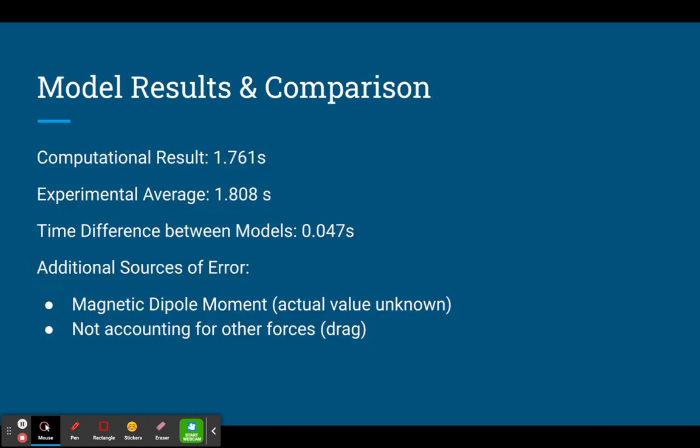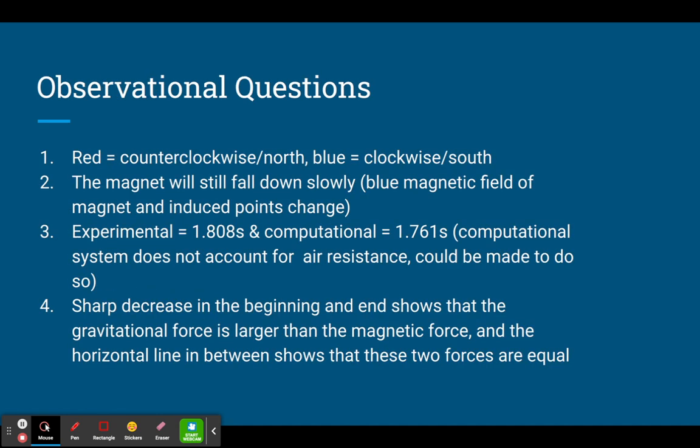So comparing both results, the computational result was, like I said, 1.761 seconds, and the experimental average time was 1.808 seconds. So the time difference between the models was 0.047 seconds. Additional sources of error are the magnetic dipole moment, as the actual value is unknown, and not accounting for other forces such as drag.